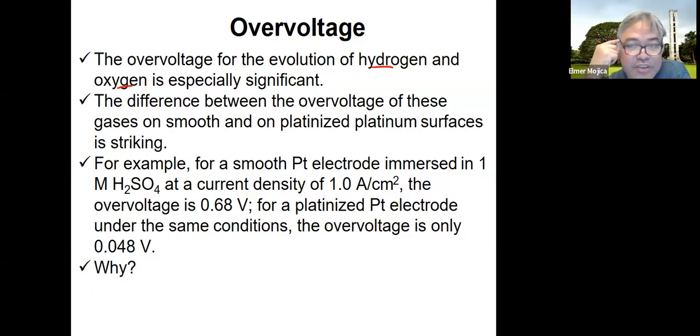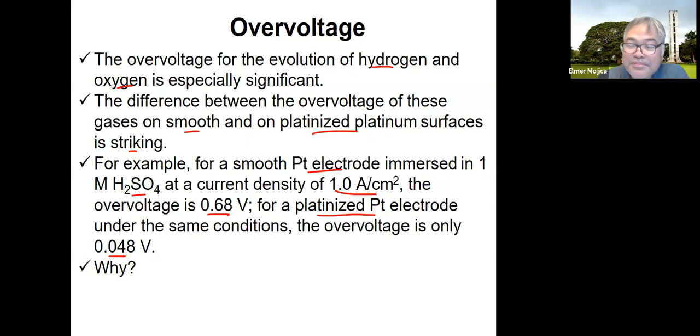And the difference between the overvoltage of these gases on smooth and on platinized platinum surfaces is very striking. So for a smooth platinum electrode immersed in 1 molar sulfuric acid, at this current density, the overvoltage is 0.68. But if you have a platinized platinum electrode under the same condition, the overvoltage is very low.